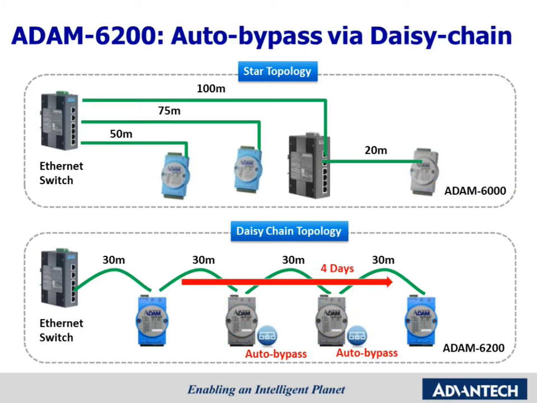The drawback for daisy chain topology is that if one of the ADAM is broken, it will cause the entire communication interrupted. To prevent this problem happening, we designed an auto bypass function. So if there are some modules broken in the middle, the communication can still work properly. The auto bypass function can last for 4 days. There are limitations of auto bypass function, which will be described in the next slide.